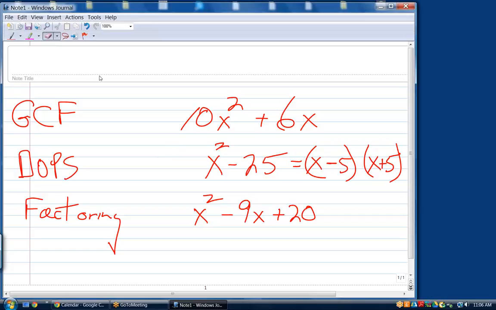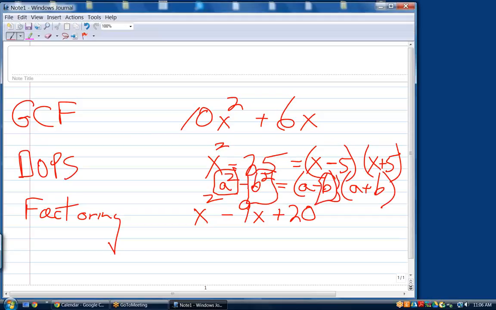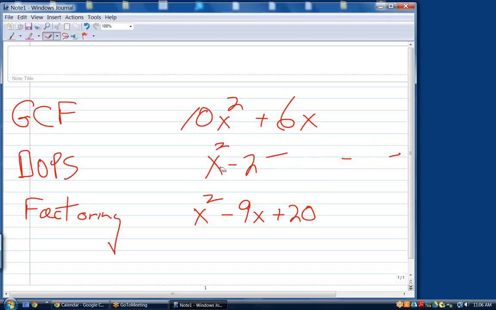In other words, what we're looking at here is a squared minus b squared always factors into a minus b times a plus b. And notice what a is. A is the square root of a squared. And b is the square root of b squared. So to get a and b, that's all you have to do. Okay, let me give you a harder one, just to make sure we reinforce this.